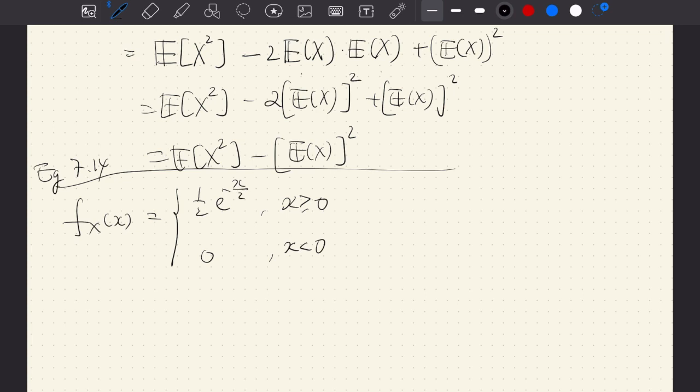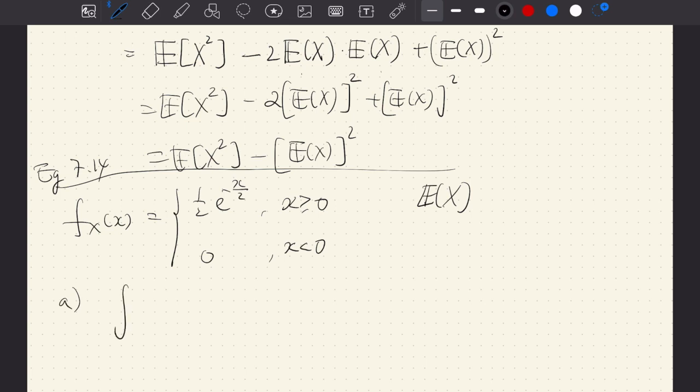Okay, so we want to know how long the customer should be expected to wait on average. We're trying to find the average waiting time. Because x is the waiting time, the average waiting time should be the expectation of x, right? So we want to find the expectation of x. To find it, we can follow the definition.